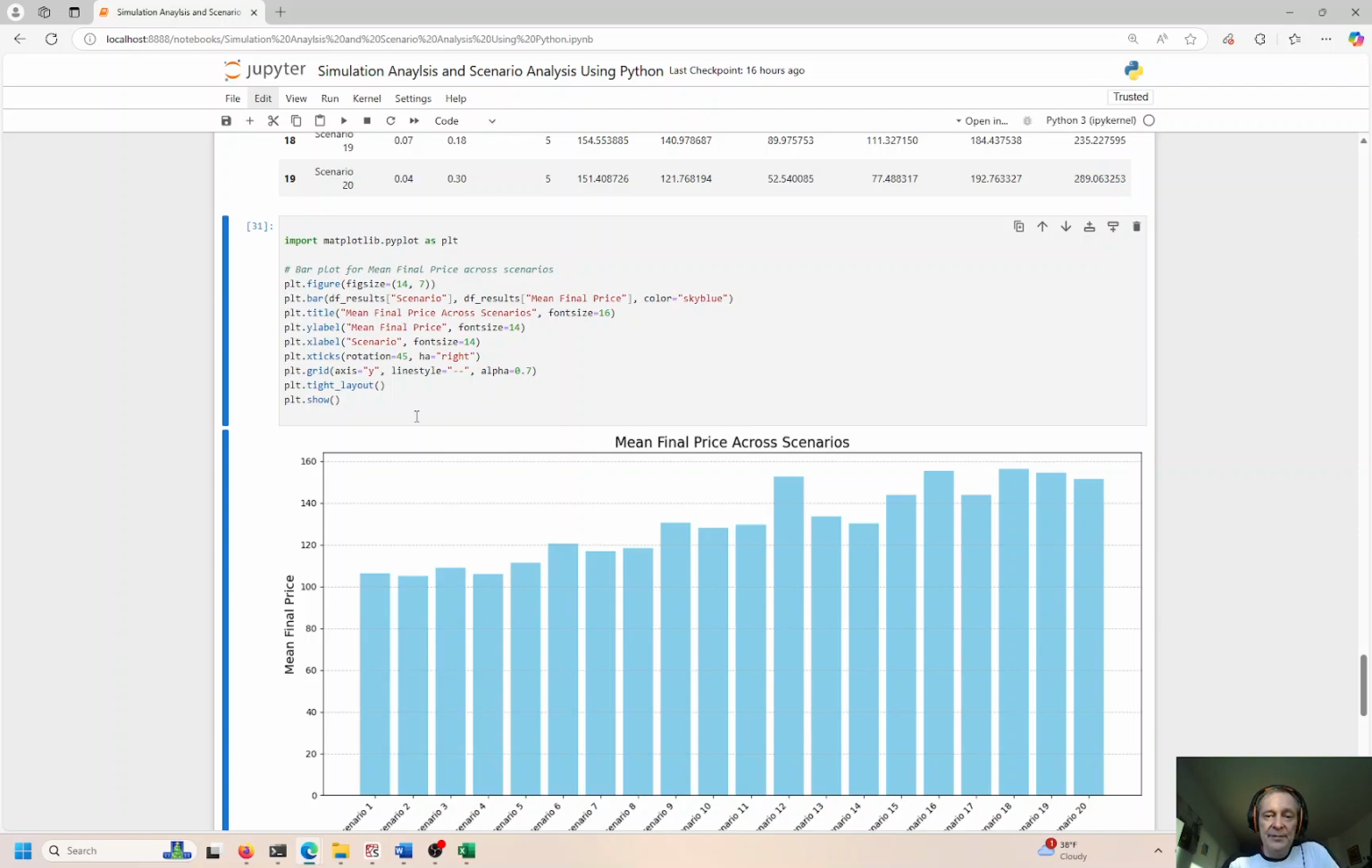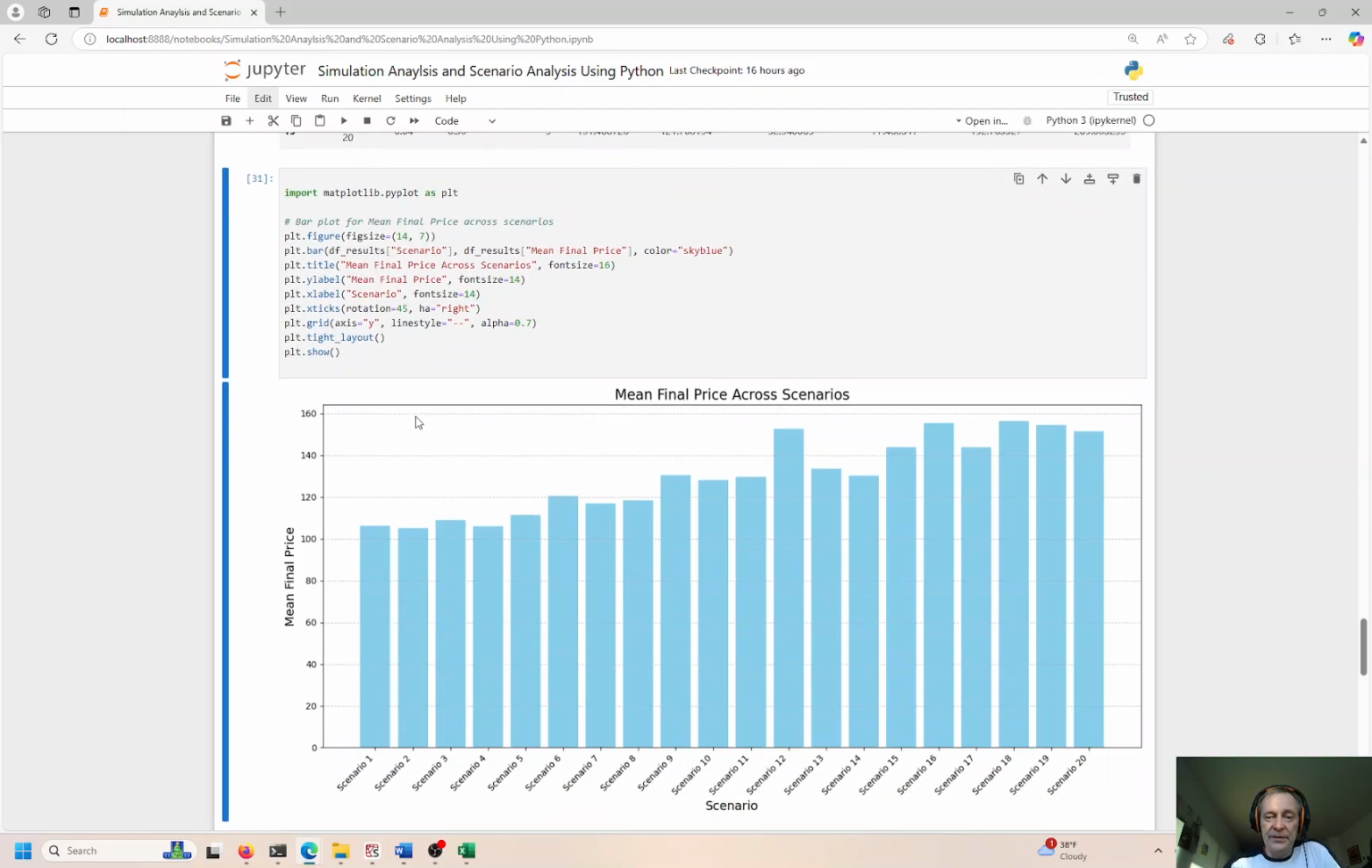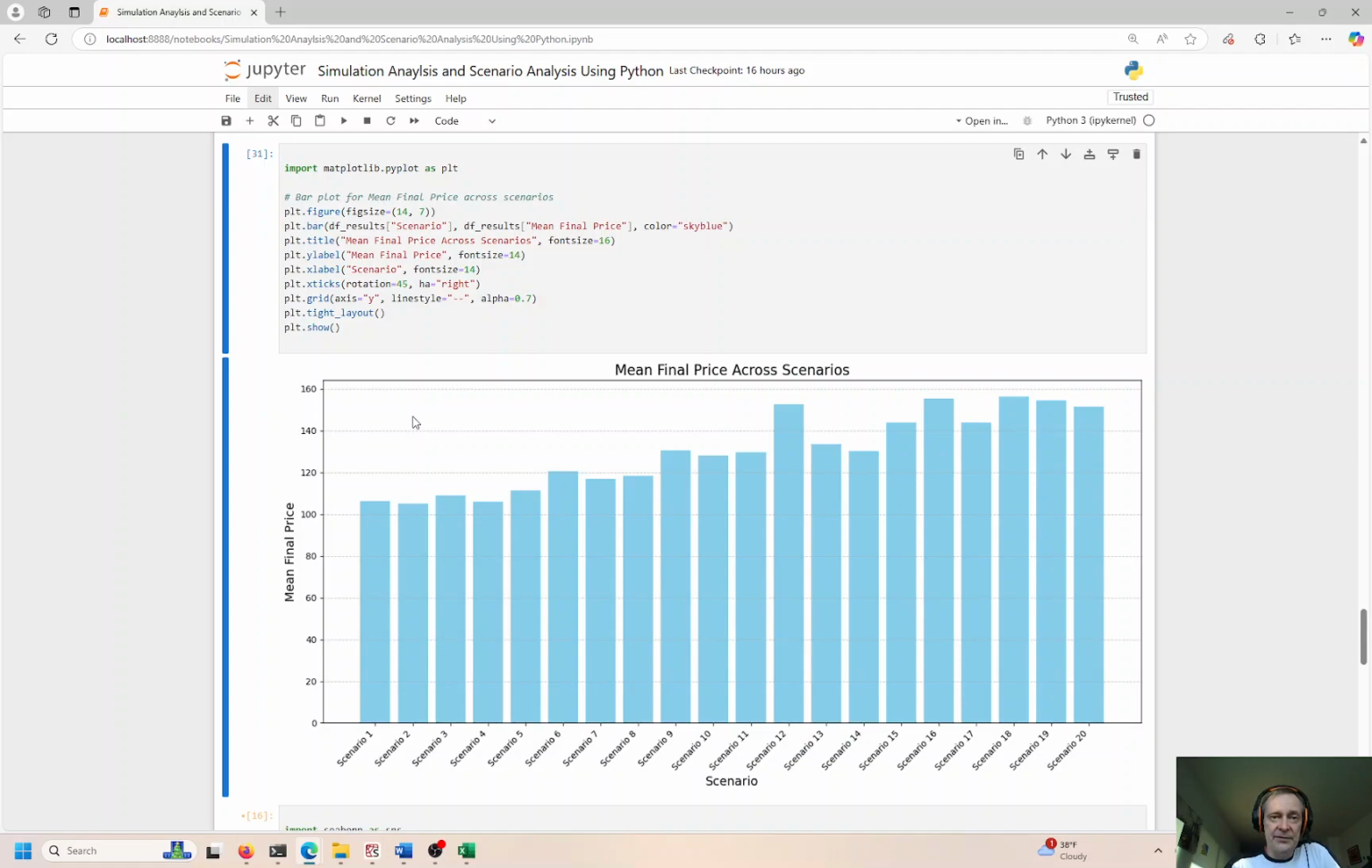Okay, so we have mean final price across all scenarios. Remember, this is scenario analysis. We moved on from simulation analysis. Simulation is more random. Scenario is more defined, somewhat more discrete, right? With simulation, it's more continuous. With scenario, it's more discrete. So we have these structured buckets right here, scenario 1 through scenario 20, and it could be anything in between.